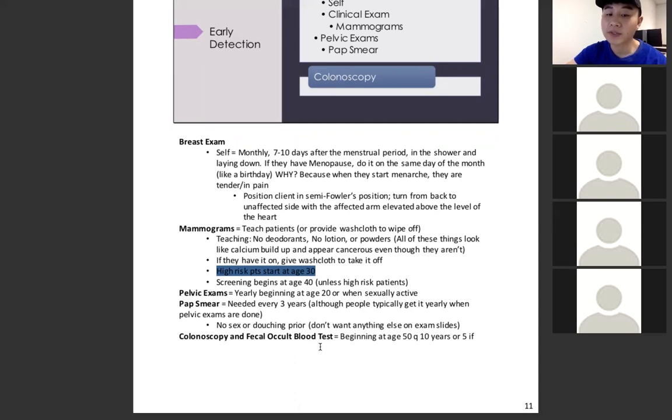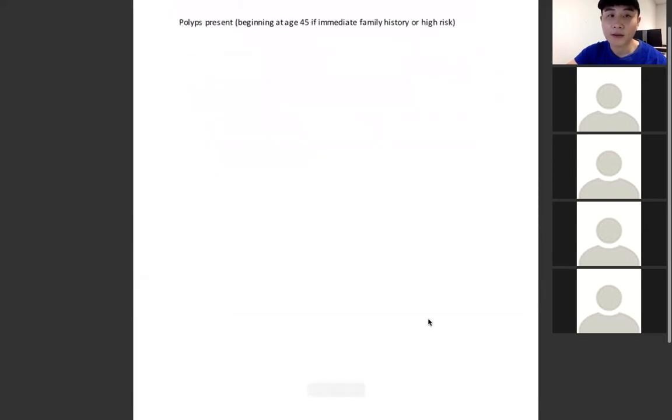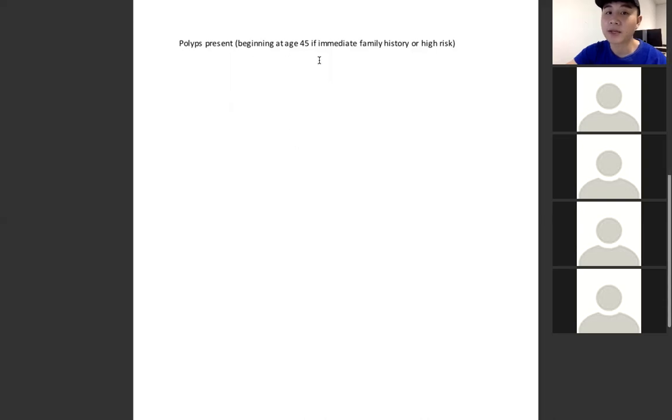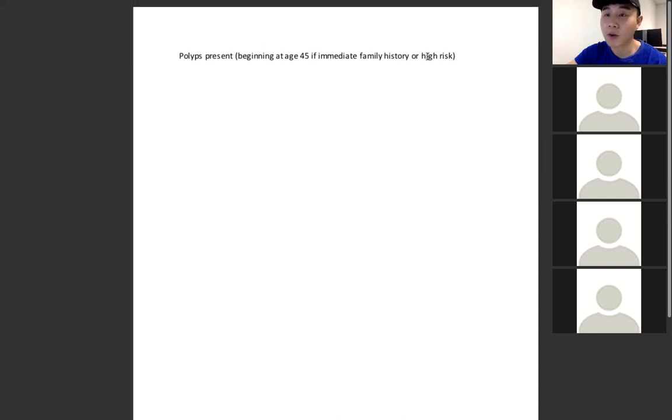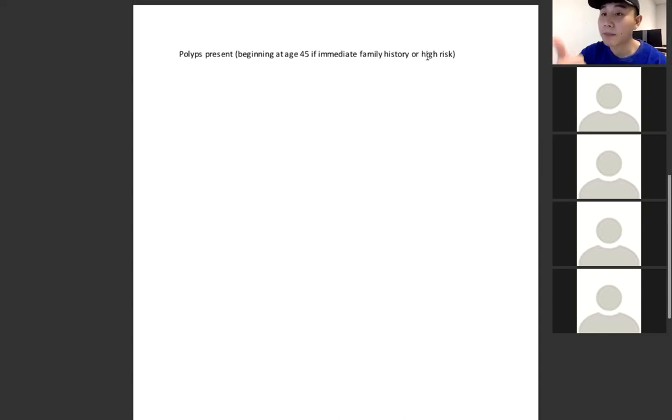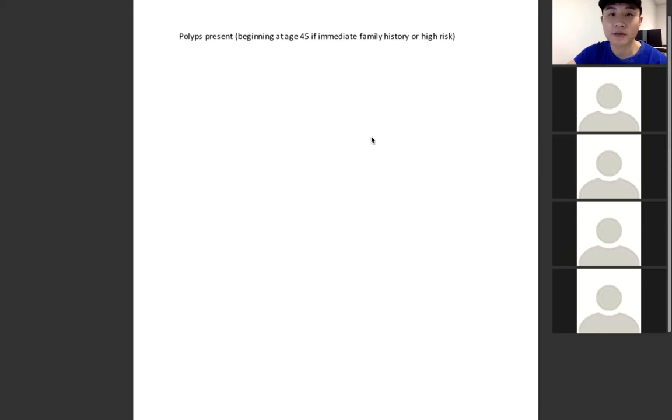Colonoscopy and fecal occult blood test beginning at age 50, every 10 years, or every 5 years if polyps are present. Beginning at age 45 if immediate family history or high risk. So again, who is at high risk for colon cancer and requires occult blood testing? Those are men having a bad, unhealthy diet, obesity, and having inflammatory bowel disease.